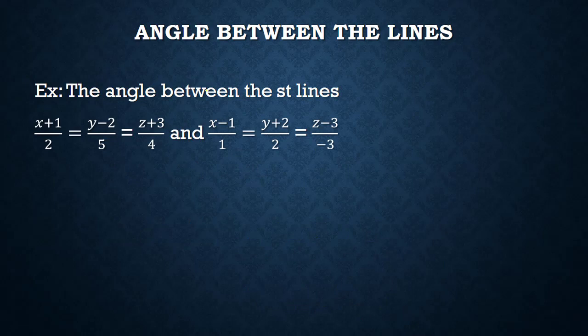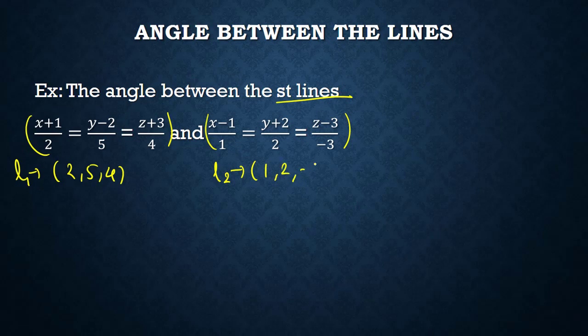The angle between the straight lines is... now straight lines are given. If it is a straight line, can you tell me what are the direction ratios of this straight line? The direction ratios of line 1 are 2, 5 and 4, and the direction ratios of line 2 are 1, 2 and -3. Always remember both the lines are in what standard form? Coefficient of x by z is 1. So the denominator becomes the direction ratio.